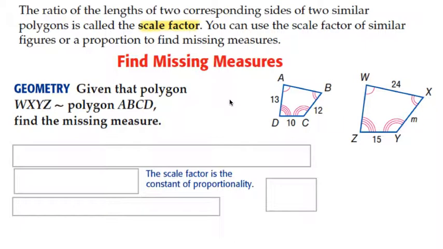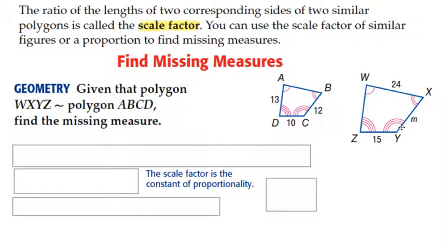So then we can come to what is known as a scale factor. The ratio of the lengths of corresponding sides of similar polygons is called the scale factor, and we can use that to figure out some missing sides or missing measures. So we're given that these two quadrilaterals are similar. They're telling us that. And we want to find the missing measures.